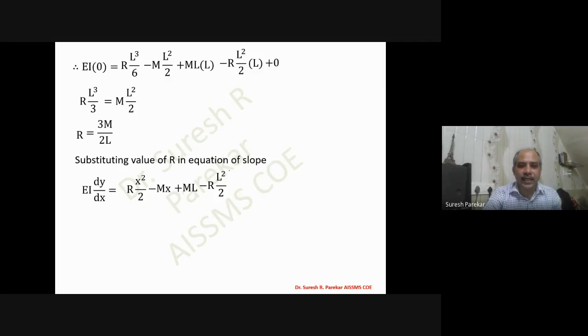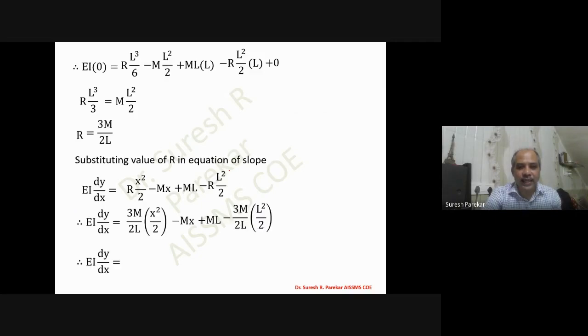So here you can see we have y equal to 0, and then we substitute x equal to L, which gives me RL cube by 3 equal to ML square by 2. And R equal to 3M upon 2L, which is simplified from the above equation, we will put in the equation of slope. Why are we putting it in the equation of slope? Because we are interested in what value of M is required to develop the theta B value. And now here we will put x equal to 0, dy by dx equal to theta B, after this modification. So we have substituted the value of R in this equation.